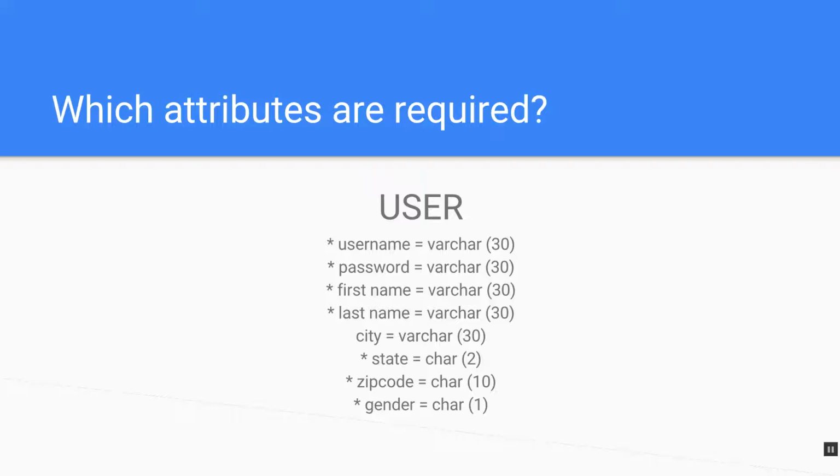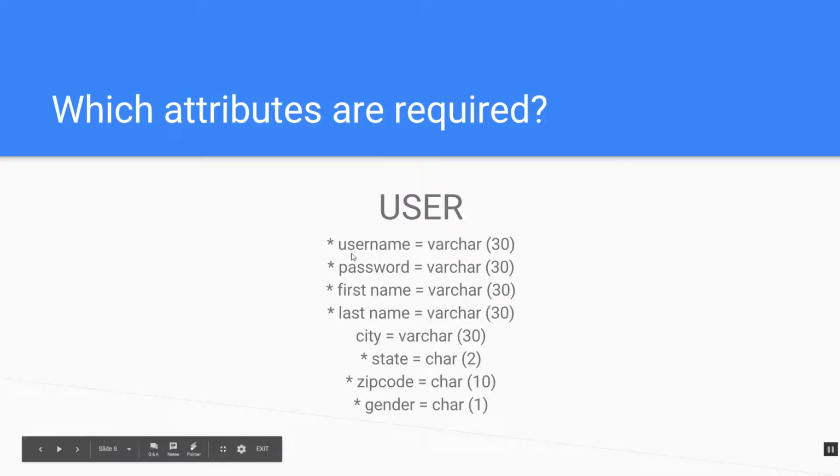But maybe I don't show the zip code anywhere to other users like I might the city and state. Maybe I just use the zip code for geolocation to try and figure out who's within 25 miles of you or something like that. Okay, so think about that. And again, this is kind of a privacy thing. What information are you forcing them to input?